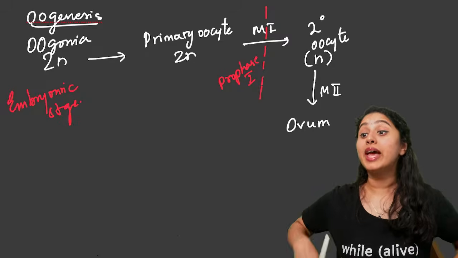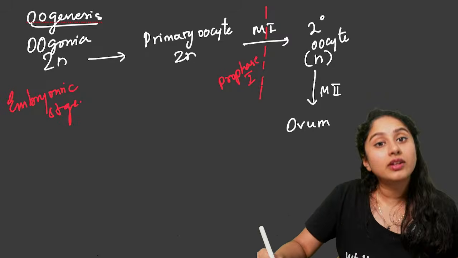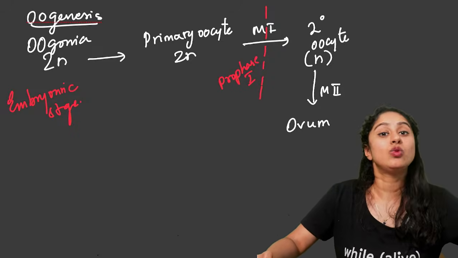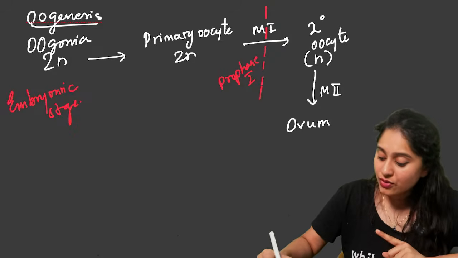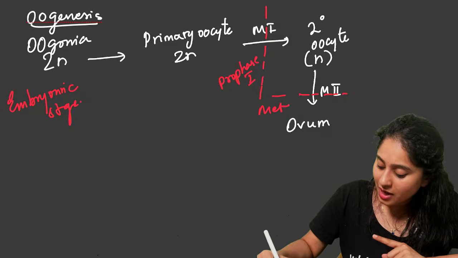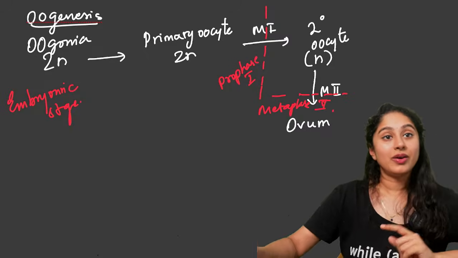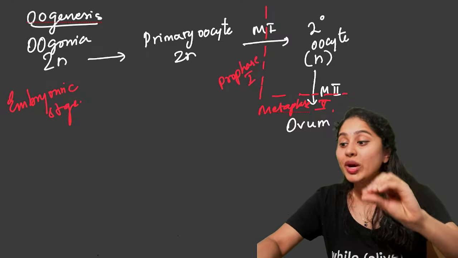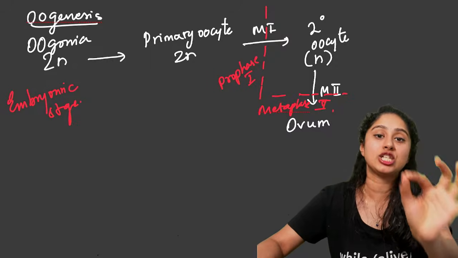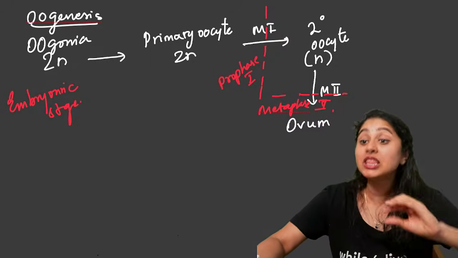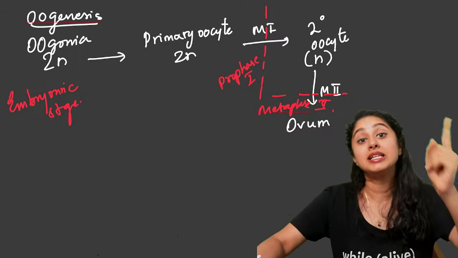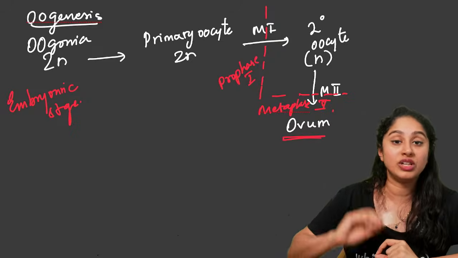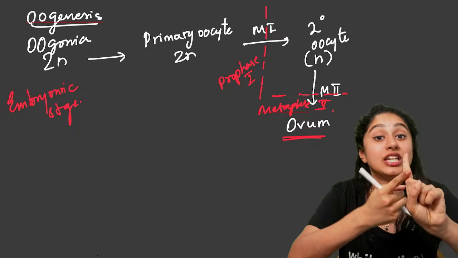Now from there, it will finish meiosis 1 as soon as puberty comes. The hormones will start working and then the secondary oocytes will be produced. Now again, it will get arrested at metaphase 2. And at metaphase 2, it will wait until fertilization takes place. When fertilization is happening and the sperm enters the egg is when it will complete meiosis 2 and a final ovum will be produced. This is the first difference that you have to understand.